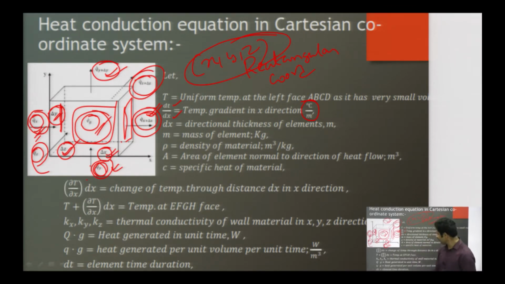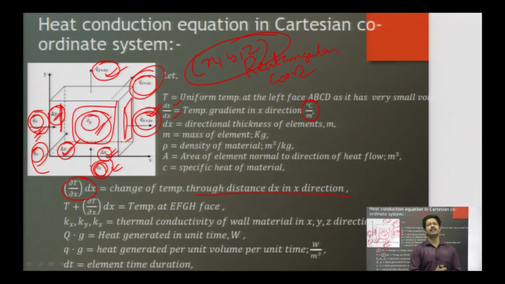Now can you see this? This is delta T by del x, dx. There is a change of temperature through distance dx in the x direction. You just read it carefully: change of temperature through distance dx in the x direction.